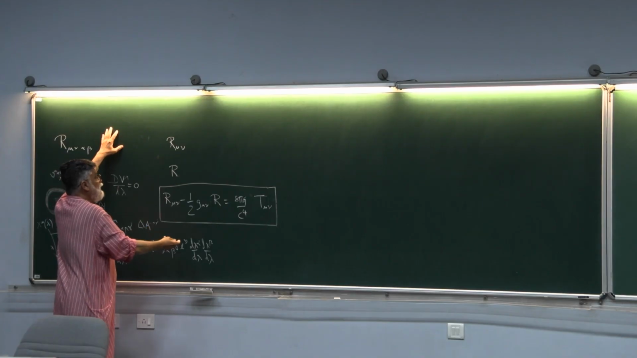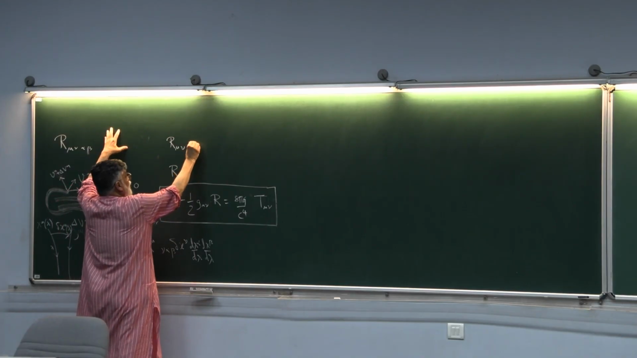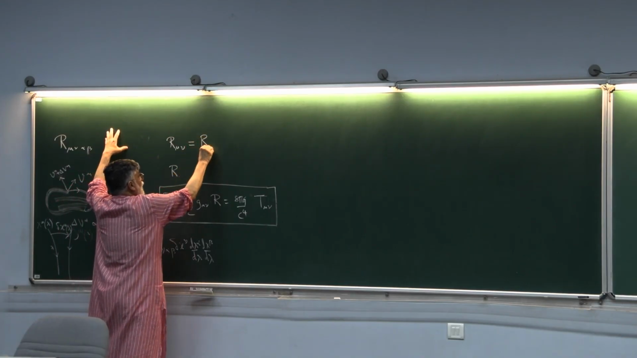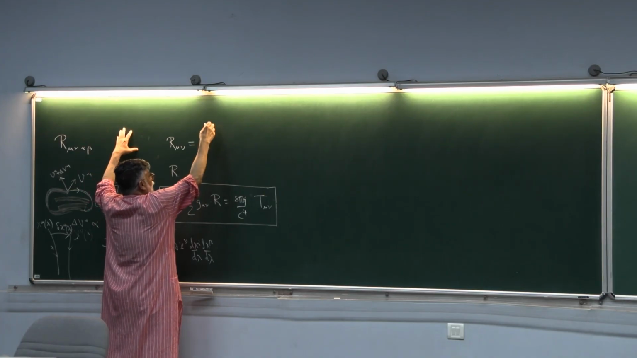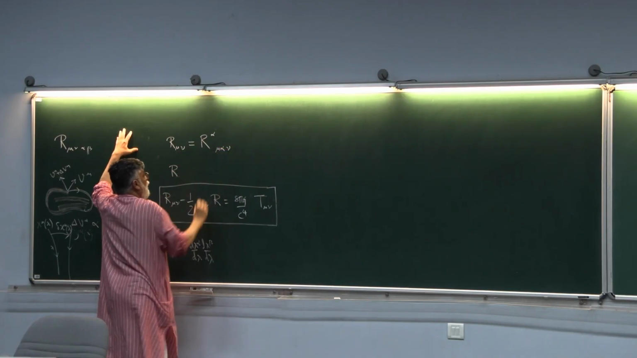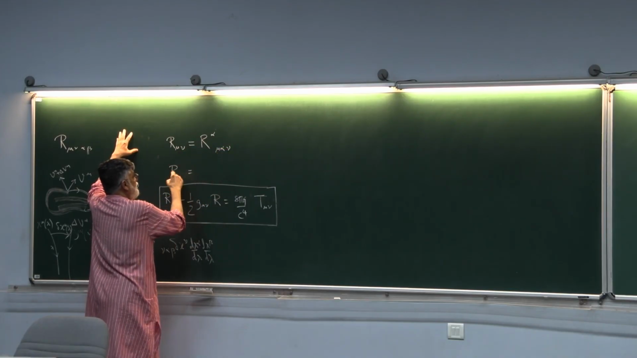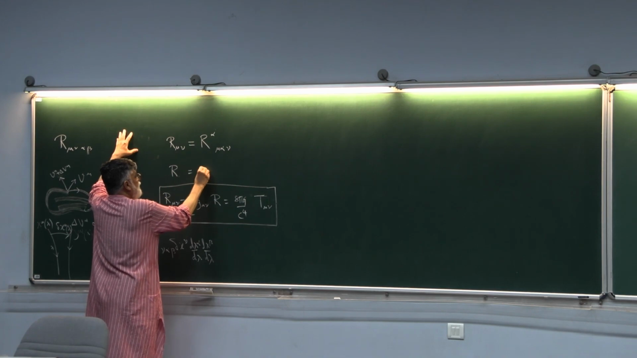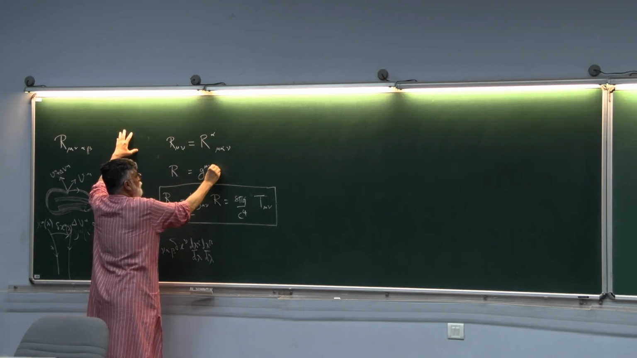Remember, R mu nu, yesterday we saw, by definition, is obtained by taking the Riemann tensor and contracting the upper index with the second index below, mu nu, and the scalar curvature is just the trace of R mu nu.